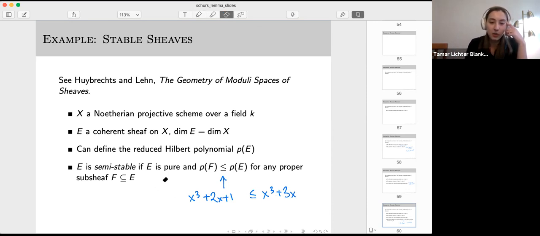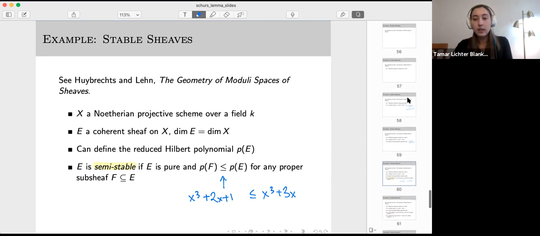I'm actually not going to say what pure means because it's also just a condition that has to do with dimensions. But then you can get these semi-stable sheaves. What happens is you look at proper subsheaves, a sheaf with a map to E that is injective on all the open set pieces. And the point is that when you go down to a proper subsheaf, you don't get any bigger polynomials. So that's what it means to be semi-stable.